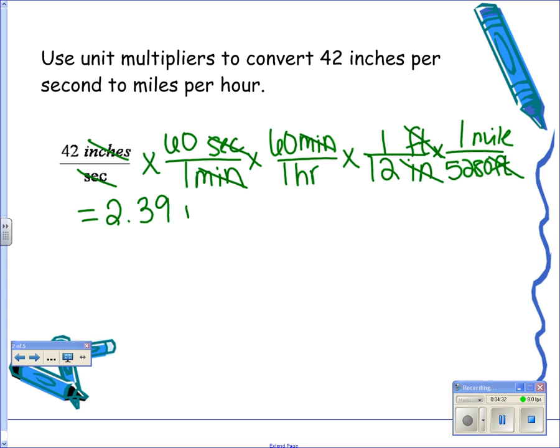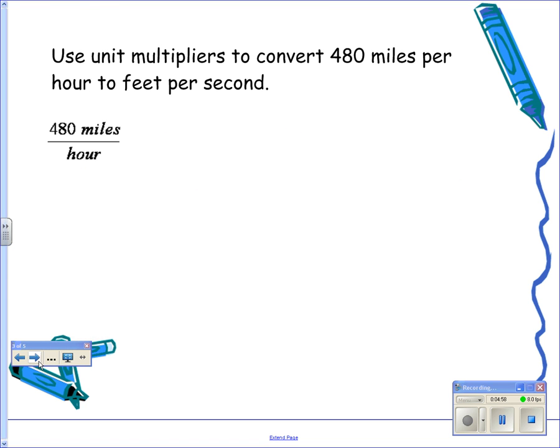Then you write miles per hour. So 2.39. Did y'all get that? Yes. Okay. Did that make sense? You can get a number in your numerator and a number in your denominator, but you actually want to divide them out. Does that make sense? Any questions on these? Okay. See if you can try this one by yourself.